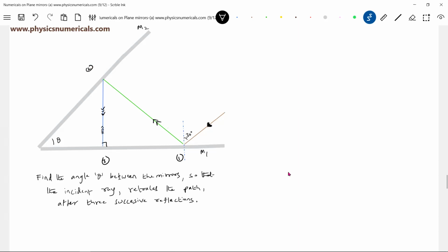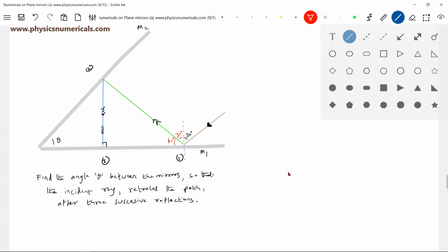So it can retrace if it is incident normally, so why can't it be incident normally after 3 successive reflections and retrace its path? So I should assume the condition like this here. So this angle should be 30 degrees. This should be equal to 60 degrees. This is 90. This total angle should be 30. Then for that, there will be a normal produced.